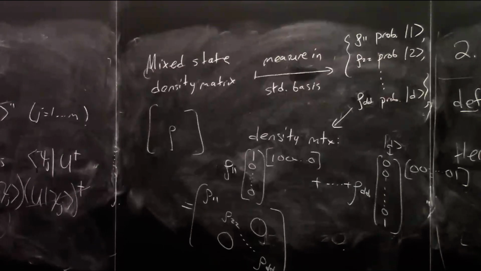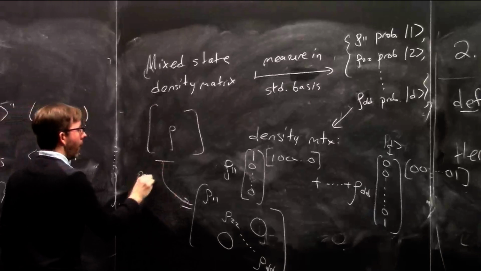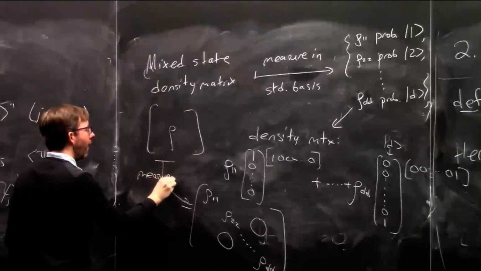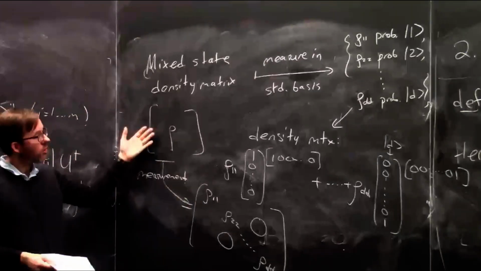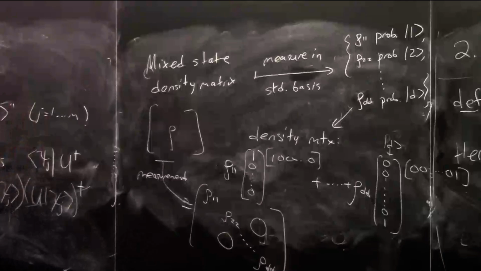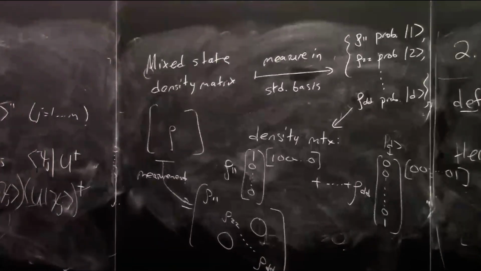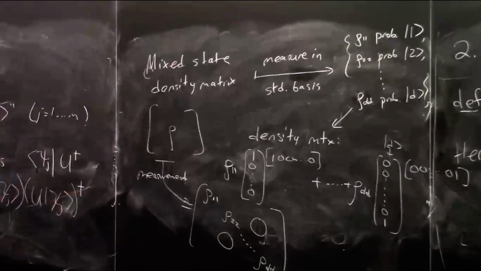So the conclusion is this. The operation of measurement takes one mixed state to another, one density matrix to another, and it has the effect of just zeroing out all the non-diagonal entries. Yeah? Does this mean that two mixed states are equivalent if and only if they have the same diagonal entries? No. The question was whether this means two mixed states are equivalent if and only if they have the same diagonal entries.